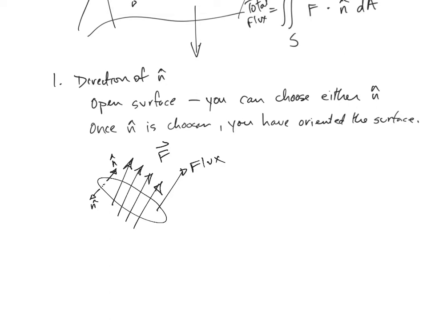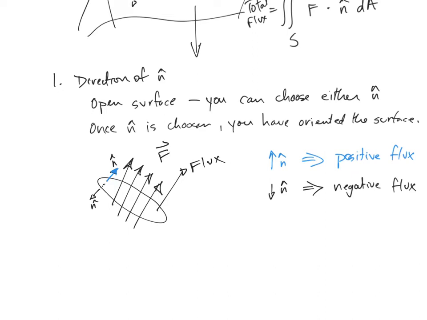If I choose n hat to be, I'm going to make this one blue, if I choose n hat like that to calculate my surface integral, which is calculating the flux, do you think I should get a positive flux or a negative flux? Somebody said positive. If I choose this n hat, for that vector field F, I should get a positive flux, right? And if I choose this n hat, for that same vector field F, should I get a positive flux or a negative flux? Negative, absolutely. See, it's not so hard. Okay?